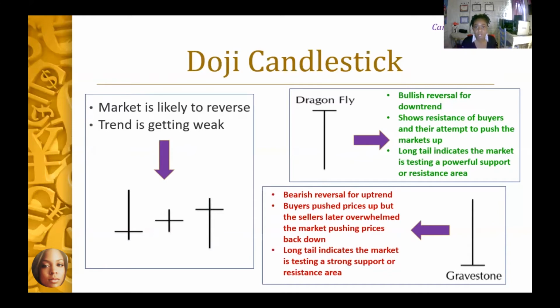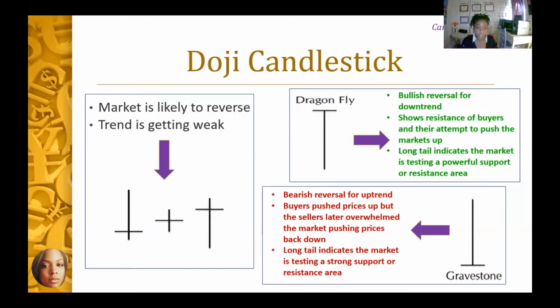The opposite is true for the gravestone doji. It's a bearish reversal for an uptrend. So if you see this during an uptrend, get ready to look for some signals that the trend is going to reverse. It tells us that the buyers push price up and the sellers came back down and said, no, we're going to push it way back down. And that's telling us that, hey, the sellers might be about to take this thing.